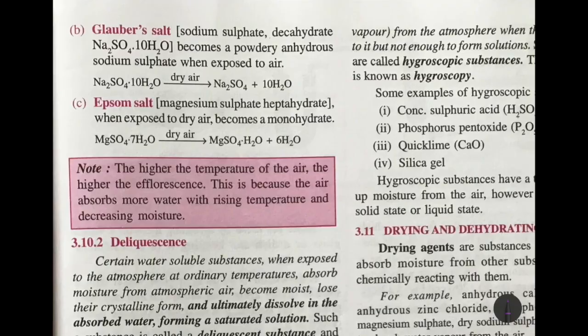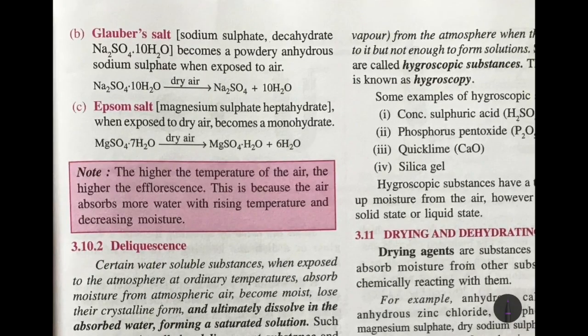The next example of efflorescent substance is Glauber's salt. Children, these common names are also very important, which is sodium sulfate decahydrate. Again, 10 molecules of water are loosely attached to it. So it loses its 10 molecules of water of crystallization and turns into a powdery anhydrous sodium sulfate when exposed to air.